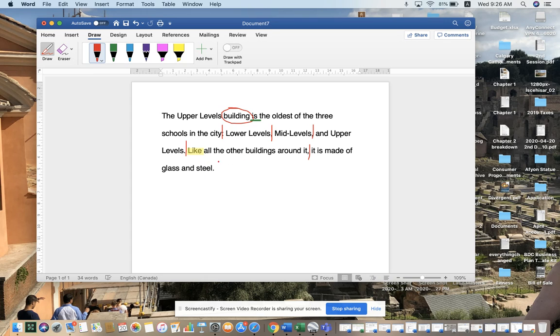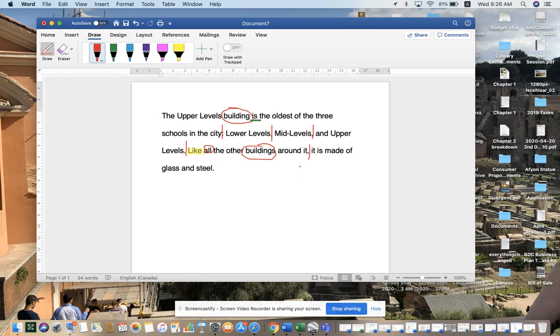So when we look at what follows is all the other buildings. All the other is describing what? It's describing the buildings, okay? So we could circle this, okay? Or we could circle both because they are all buildings, but they are all other buildings. And other is an adjective here describing the buildings.